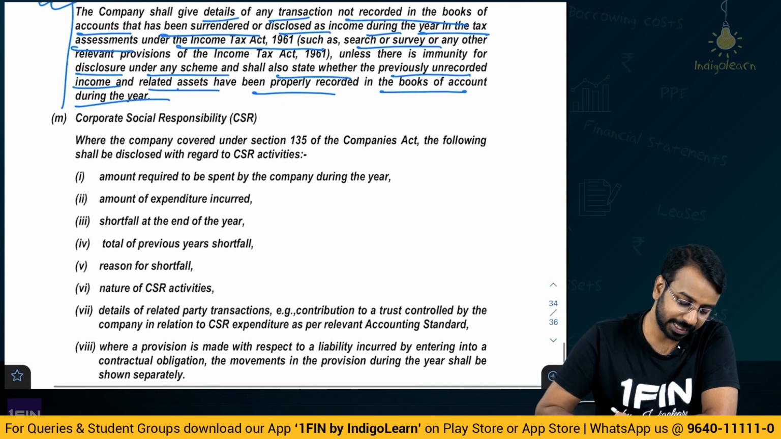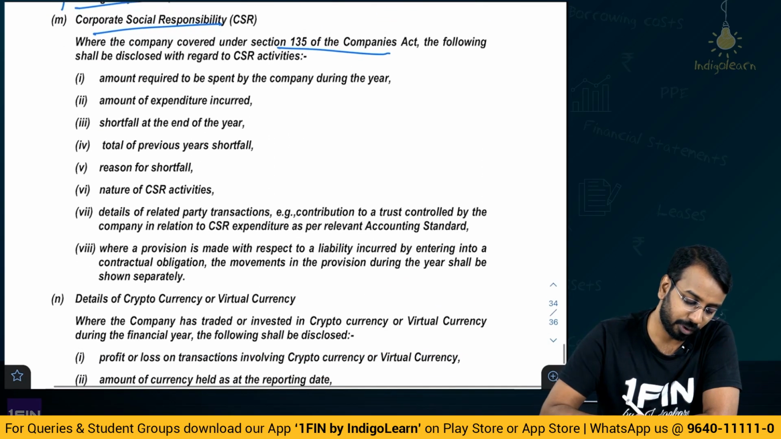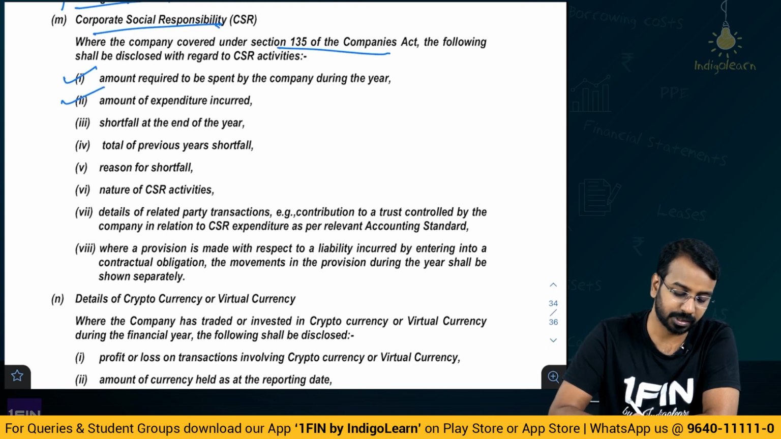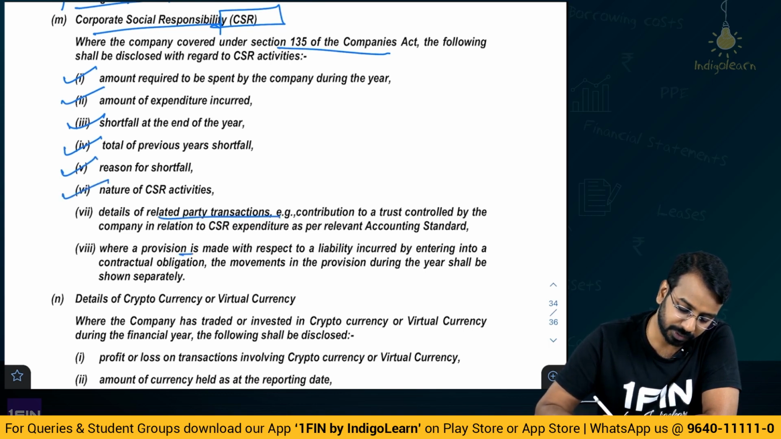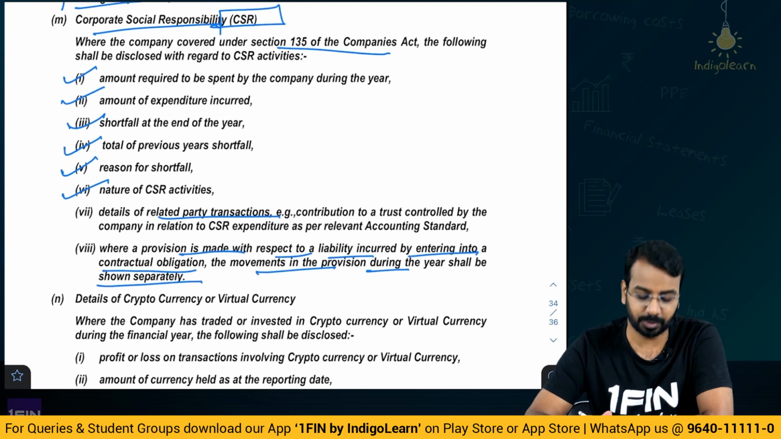Then, CSR, where the company is covered under section 135, the following shall be disclosed: amount required to be spent by the company, amount of expenditure incurred. We have a separate chapter for CSR, by the way. Shortfall, total of previous year shortfall, reason for shortfall, nature of activities, details of related party transactions, and where a provision is made with respect to a liability incurred by entering into a contractual obligation, the movement in the provision during the year shall be shown separately.